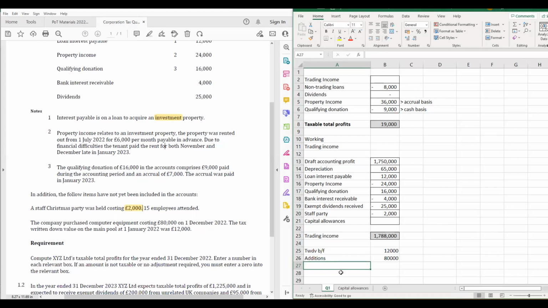So because this is computer equipment, it's been incurred in December 22, this is going to be subject to the super deduction. So the cost of the asset is going to be multiplied by 1.3 because we're going to be entitled to 130% of the cost of the asset as a deduction for capital allowances. The final thing to then do would be, with that tax written down value brought forward, you're going to get your WDAs, your writing down allowance at 18%.